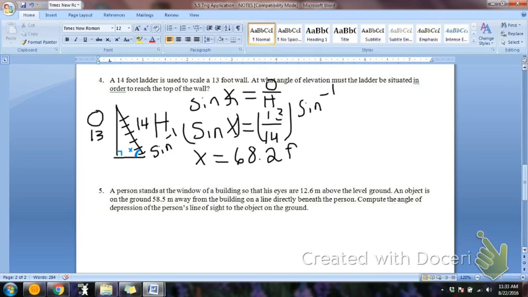What is the question? At what angle of elevation must the ladder be situated? So 68.2 is representing the what? Degrees, the angle, right? So 68.2 degrees. So the ladder must be situated at 68.2 degrees. Write your sentence for me. The ladder must be situated or set. I'm going to use a big word. The ladder must be set at an angle of 68.2. Excellent.